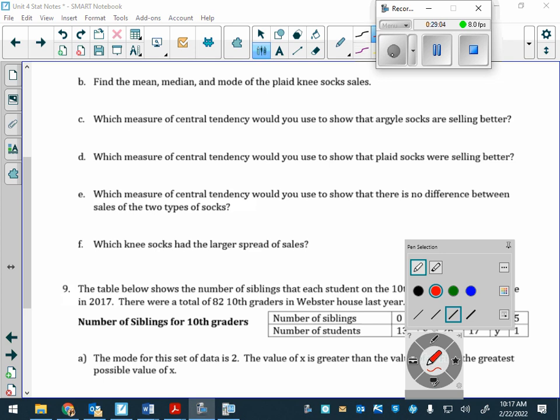So for 8C, which measure of central tendency would show you the Argyle stocks are selling better? It would be the mode. Good. How about plaid? It would be the mean. Excellent. Then, which measure of central tendency would you use to show there's no difference? The median, because they're both the same. And the last one, which knee socks had a larger spread of sales, which was the plaid. Okay. The spread talks about what? The range. Okay, excellent. All right.